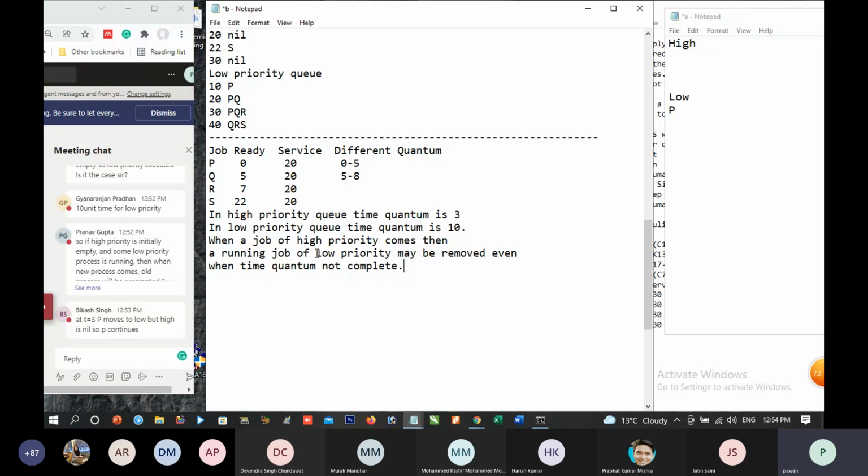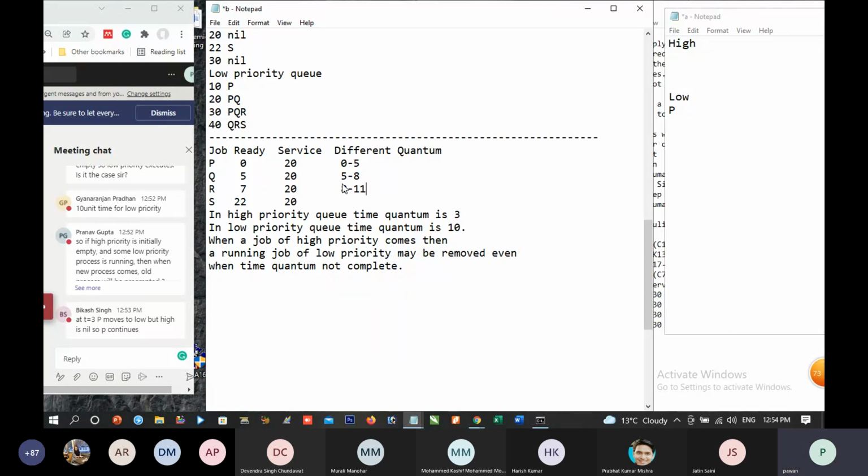So P was running in low priority, but its time quantum was not complete. So it was removed and Q was running. Now at 7 R came, but Q was a high priority from 5 to 8. So at 8 it will be removed and R will be executing from 8 to 11. Is it correct? Yes. Do you understand?